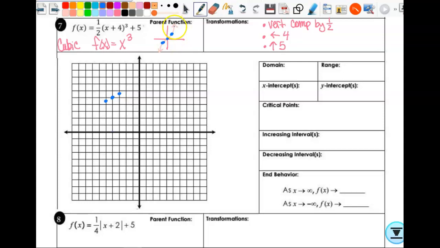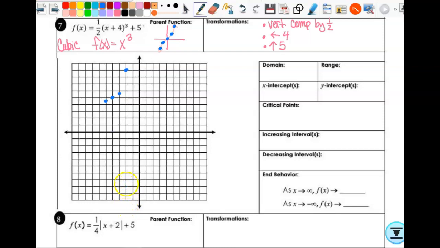2 what? 8. So I'm going to go to 2, 8. Vertical compression by 1/2. So now I'm at 2, 4. I go to the left 4 and up 5. I could use symmetry there too, but I'll use -2, -8. That puts me right here.